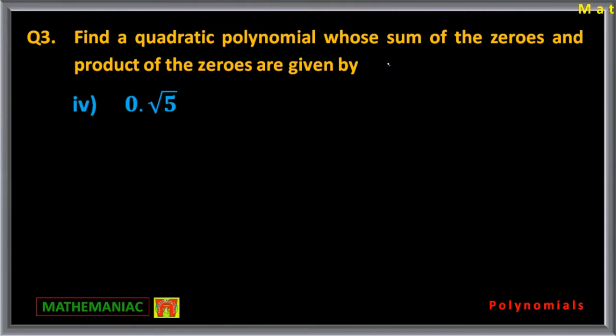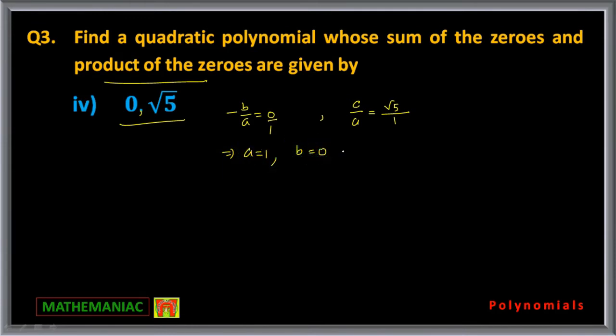Find a quadratic polynomial whose sum of the zeros and the product of the zeros are given by this. Okay, there's a small mistake. This should have been a comma. So this time minus b by a, that is the sum, is given as 0, and the product they have given is root over 5. Now here also you can write 1 and then compare what value of a you will get, a equal to 1, what will be b, obviously 0, c will be root over 5.